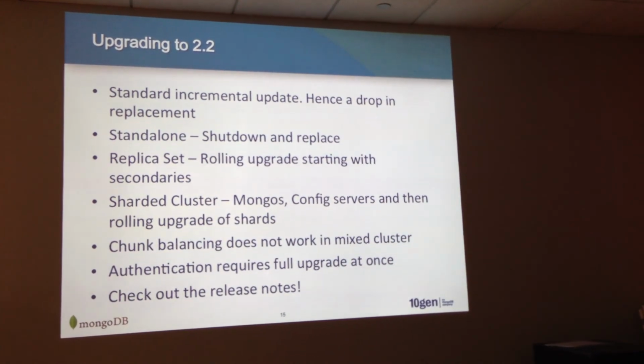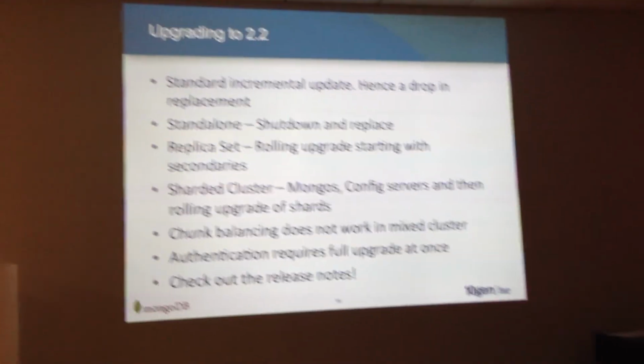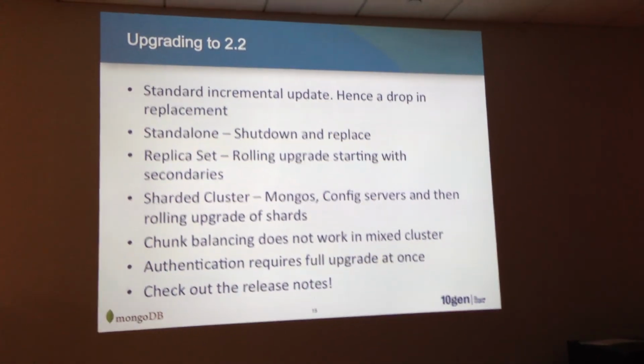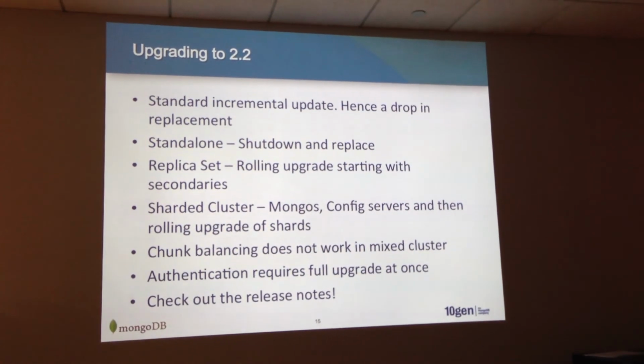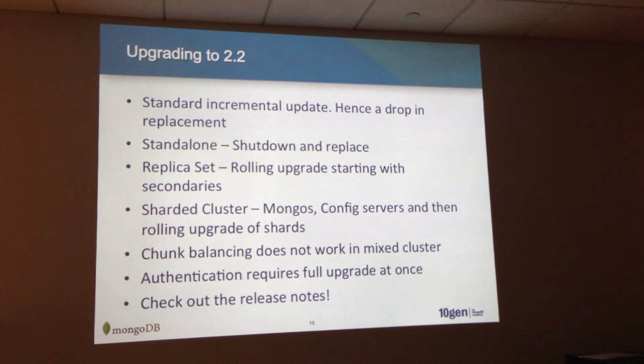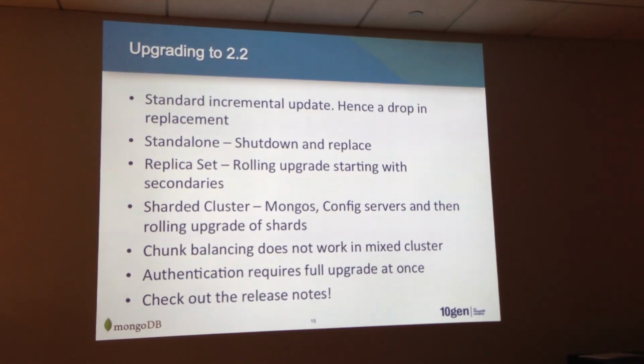For a replica set, you want to start with the secondary servers and do them one by one. For a sharded cluster, you would start with the MongoS, then the config servers, and then do a rolling update of each shard as a replica set.